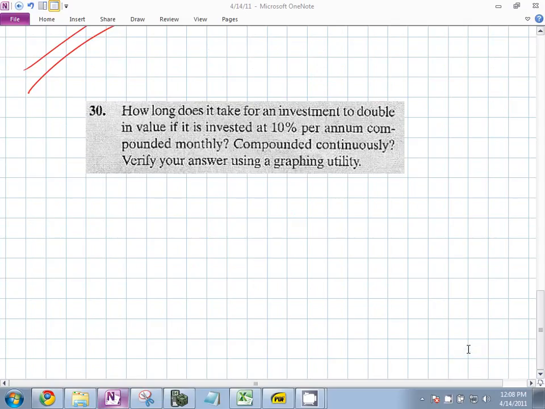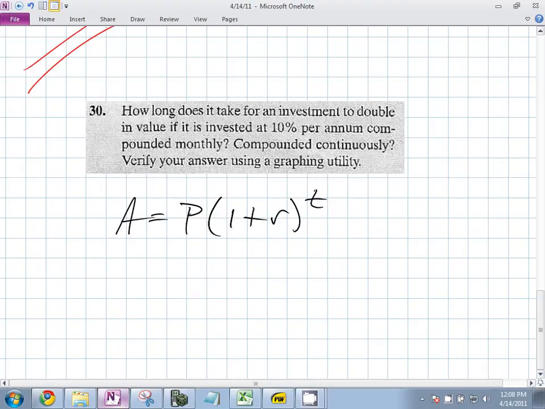Okay, number 30. How long does it take for an investment to double in value if it is invested at 10% per annum? What does per annum mean? Year. Okay, so if we're compounding, what is our A equals what? What's our formula? P times 1 plus R to the T. That's per year, right? We don't have to divide by N, because what is N in this case? If it's per year, what's N? 1. So we're just not going to write it.